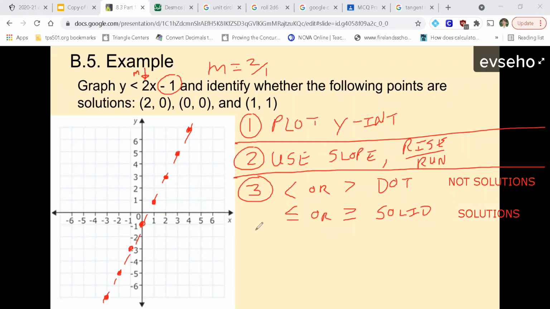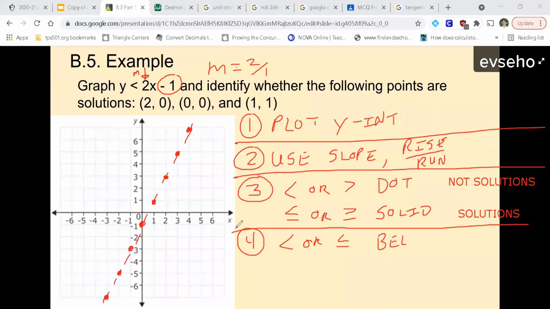All right, last thing. This is the second most thing I get asked questions about, and that is the shading. Because this is an inequality, we need to shade for what all of my potential solutions are. If it is less than or less than or equal to, you shade below. If it's greater than or greater than or equal to, you shade above.